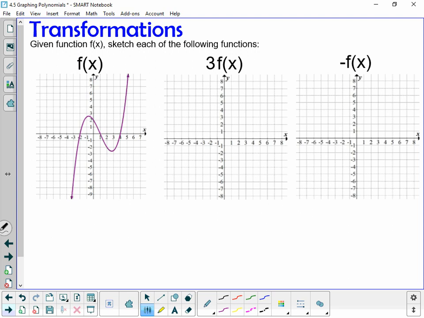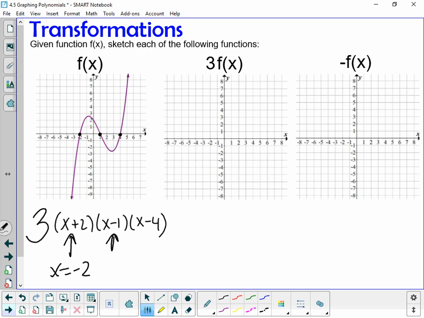If you have a function f of x and you want to multiply it by 3, it's not going to change the location of those intercepts. If you think about maybe a factored form of this equation, and this is probably not its exact equation, but if you multiply it by a number like 3, those zeros stay at exactly the same place. They do not move. So we will still have intercepts at -2, at +1, and at +4.